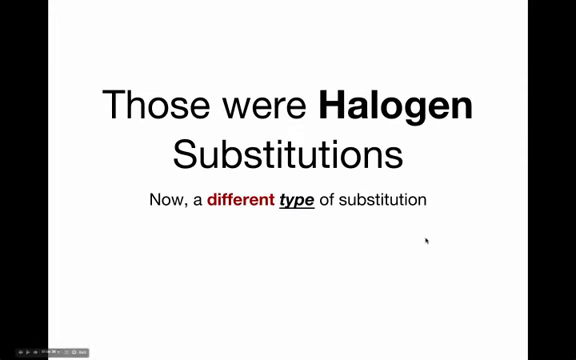So that ends our discussion of halogen substitutions on alkanes. In the next section, we are going to talk about a different type of substitution.